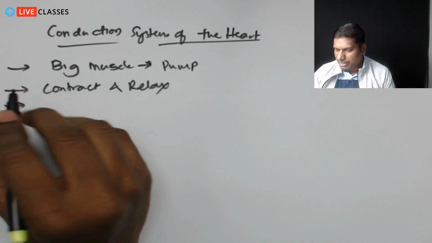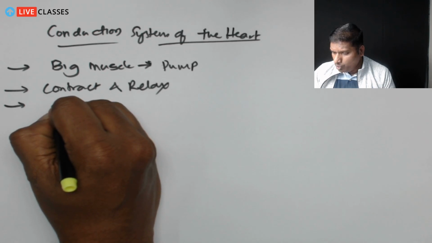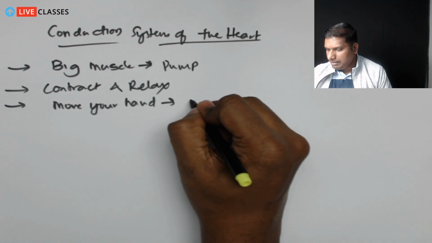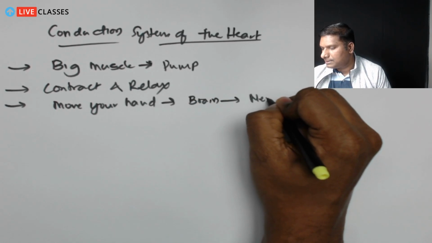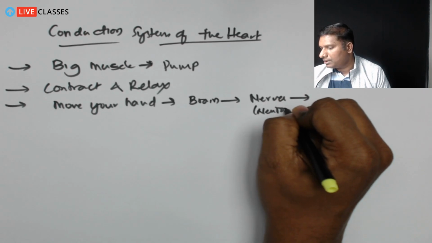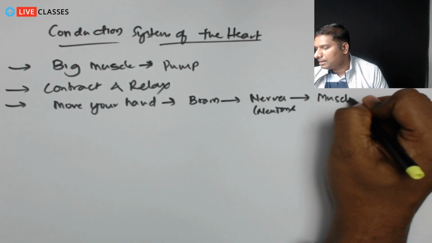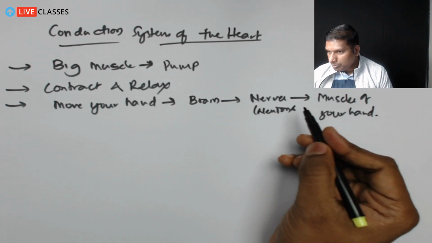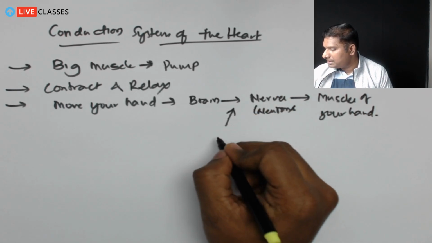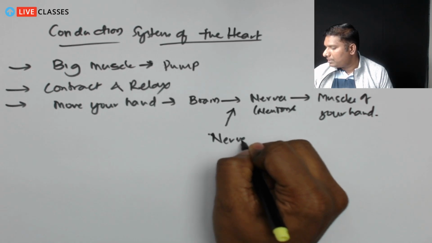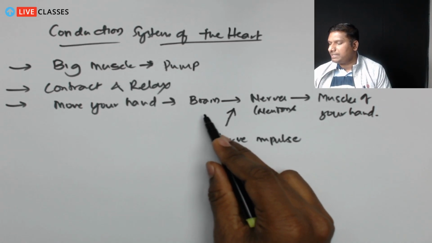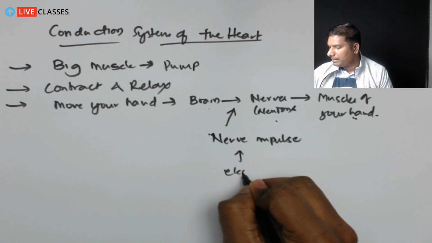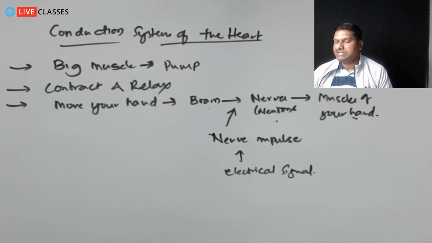But basically this is what happens. Let me just give you a gist. Let's say you want to move your hand. A signal from your brain, through the nerves, through your neurons to be specific, will reach the muscles of your hand. Now, how is the signal moving? The signal you are getting is your nerve impulse. The nerve impulse is carried from the brain through the neurons to the muscle, which causes the muscle to contract. And nerve impulse is nothing but an electrical signal.